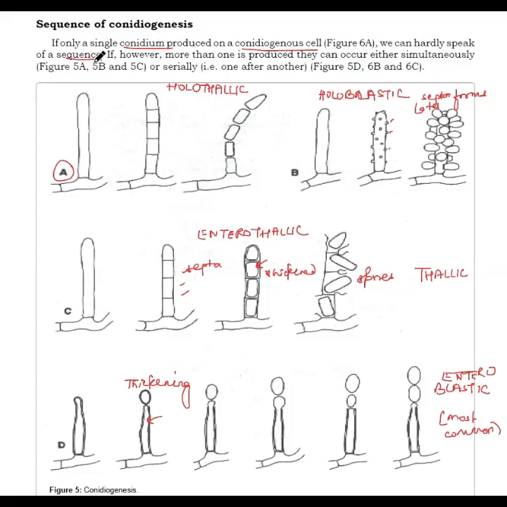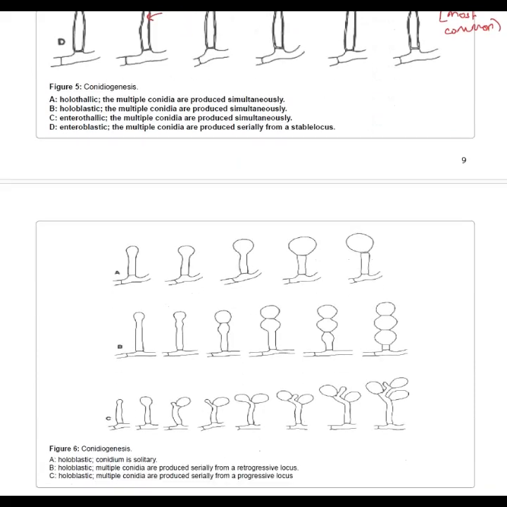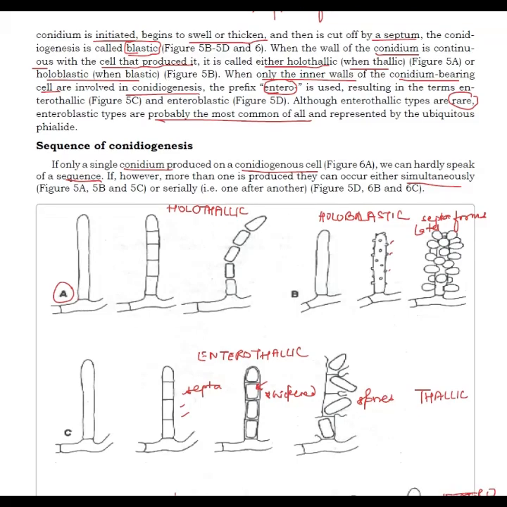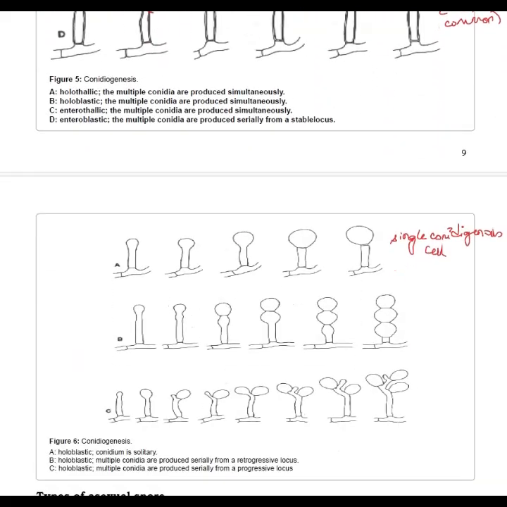But when more than one conidium is produced, they can occur simultaneously. Okay, they can occur simultaneously. I'll show you its picture. When a single conidium is formed, the sequence is hard to determine. But in case where multiple conidia are formed simultaneously or serially one after the other, we can tell about the sequence of the formation.